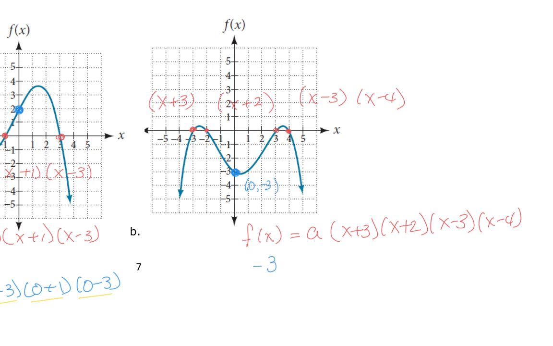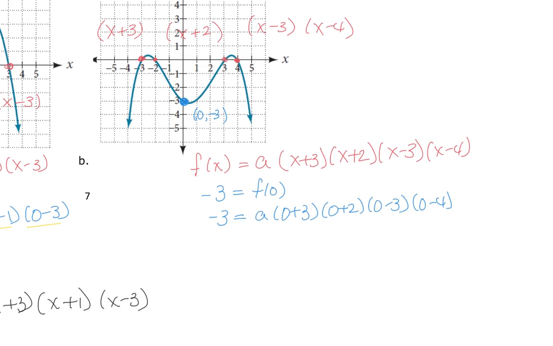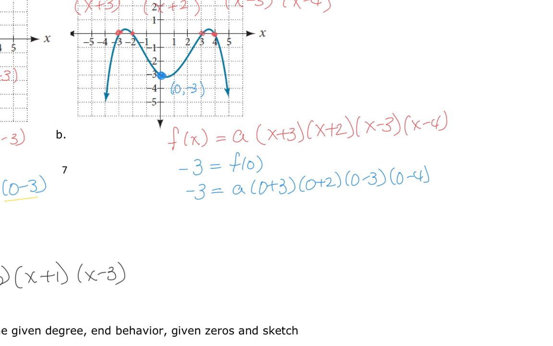I'm going to use the fact that it is crossing at (0, negative 3). That means negative 3 is equal to f of 0. So negative 3 is equal to a times (0 plus 3), (0 plus 2), (0 minus 3), and (0 minus 4). So this is negative 3 is equal to 3 multiplied by 2, multiplied by negative 3, multiplied by negative 4, multiplied by a. The only reason I'm not multiplying this through is because when I divide both sides, I'm going to divide both sides by 3, 2, negative 3, and negative 4.